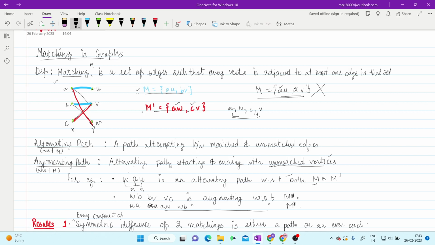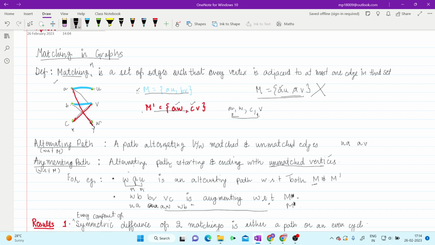So in this example, if I take my M to be AU, BV, the edges colored blue, and I want to construct an alternating path, you can see that UA is a matched edge. Now the other edge that I have to choose is an unmatched edge. AV is not colored blue, so it is not a matched edge in M. So the next edge is AV.